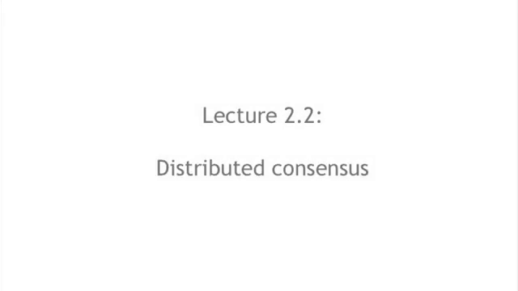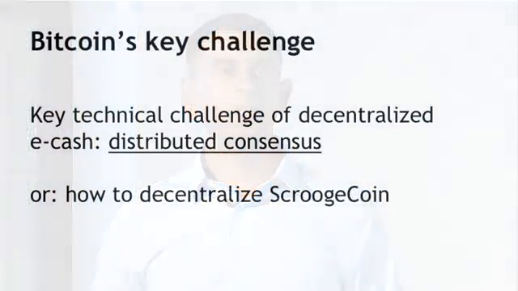So we've talked in a generic manner about centralization and decentralization. Let's now talk at a bit more technical level about Bitcoin and decentralization. And a key word that's going to come up again and again here is consensus, specifically distributed consensus. So what am I talking about here?